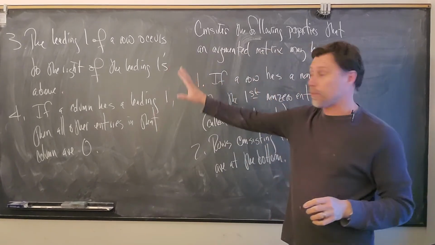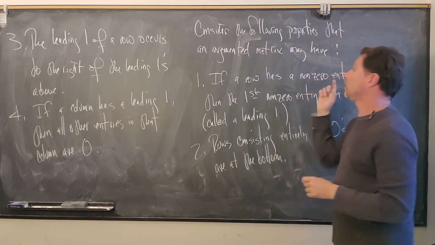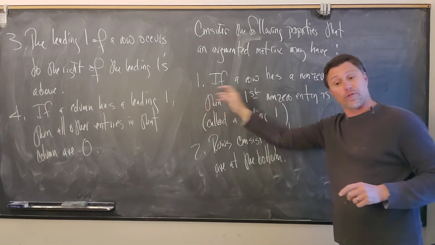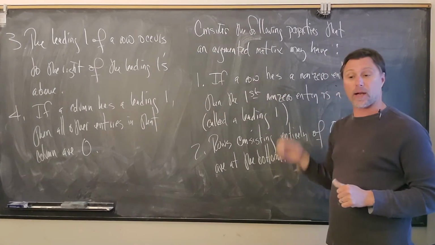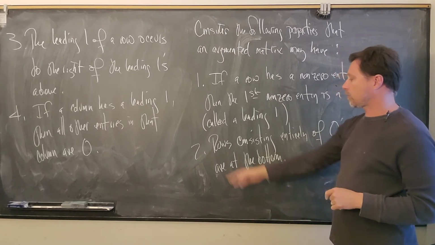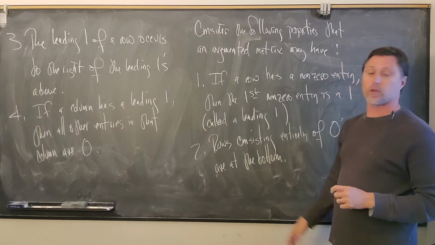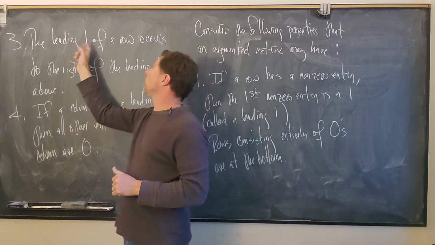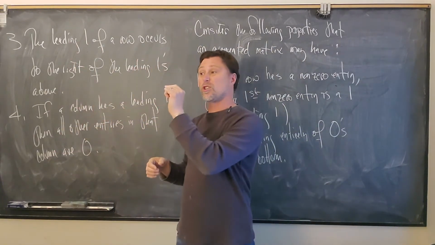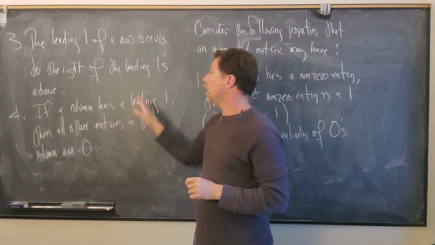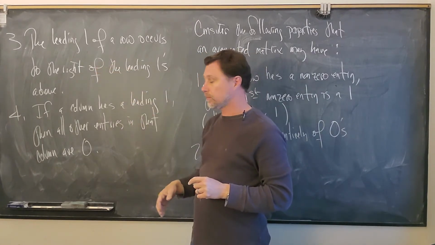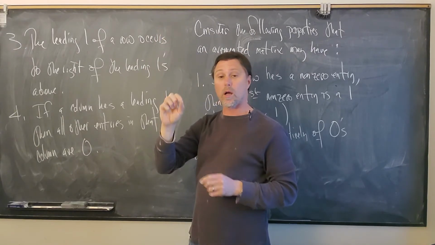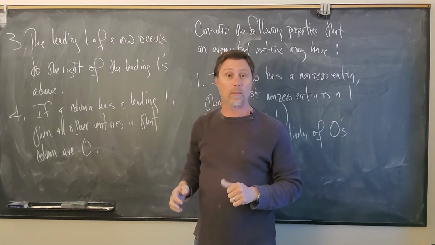Right, so there's 4 properties. Property 1, if a row has a non-zero entry, then as you're reading left to right, the first non-zero entry that you encounter has to be a 1. Second property, all the rows that have just zeros are at the bottom of the matrix. The third one, the leading 1 of a particular row occurs to the right of the leading 1s that occur above it. And then the last one, now looking at columns, if you see a leading 1 in a column, all the other entries in that column have to be 0.